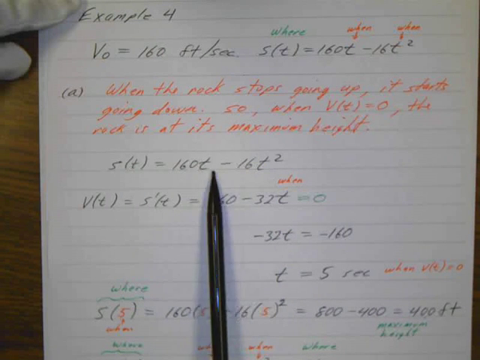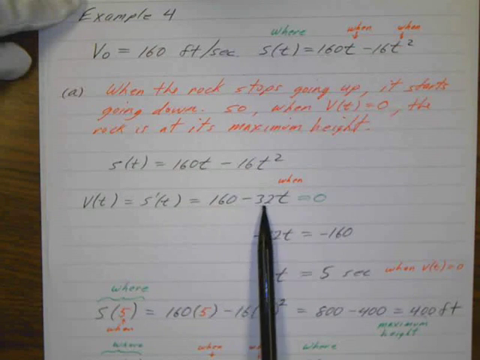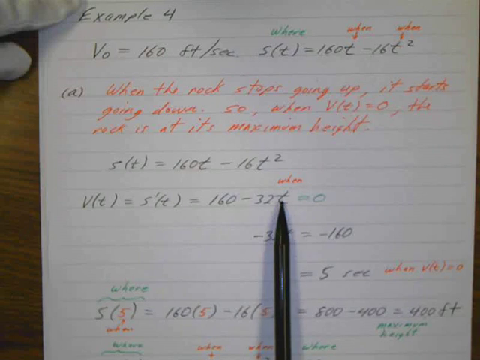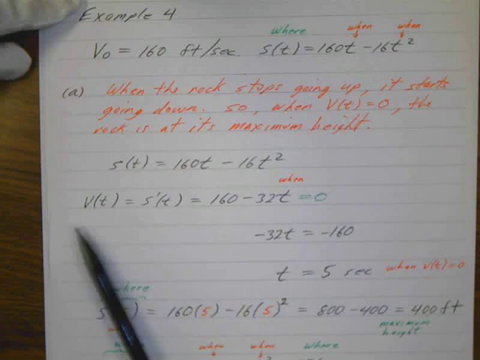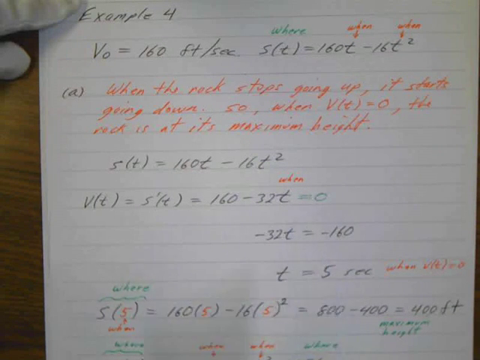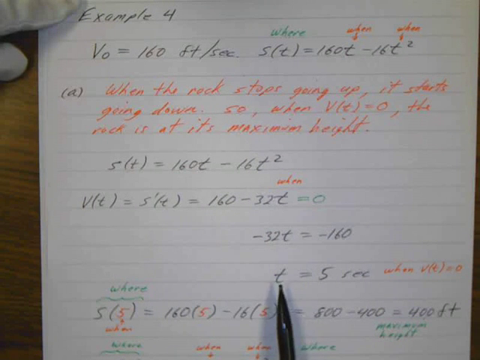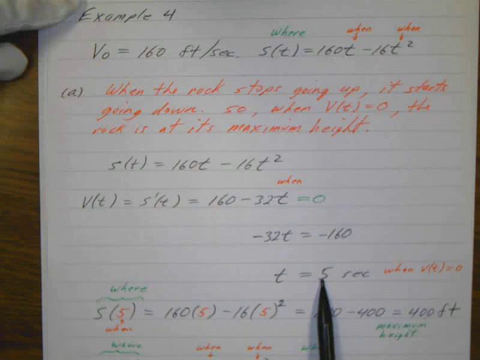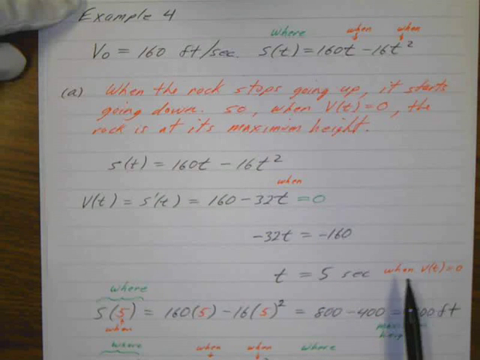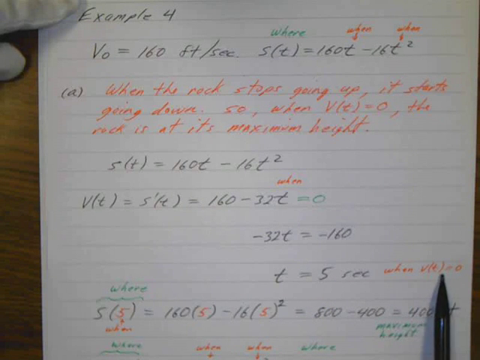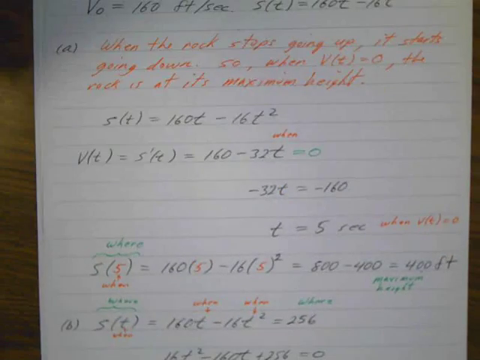And the derivative of 160t minus 16t squared is 160 minus 32t. Again, this is the when. If I solve this to find out when the velocity is 0, I subtract 160 from both sides and divide by negative 32, and I get 5 seconds. So 5 seconds is when the velocity is equal to 0. Now I can put this back in the where function to find out where it is, and then I'll find out its maximum height.